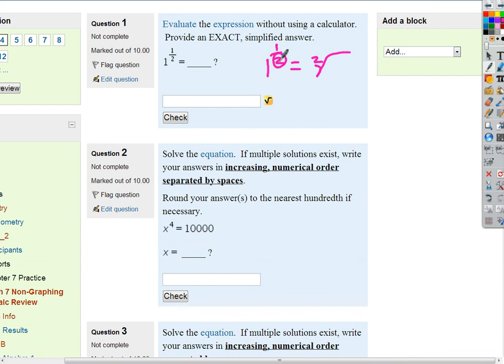Because the denominator of the fraction in a power tells us what kind of root it is. It's the index of the radical. So it's a second root of 1, which is just a square root of 1. Well, what's the square root of 1? 1, yeah.